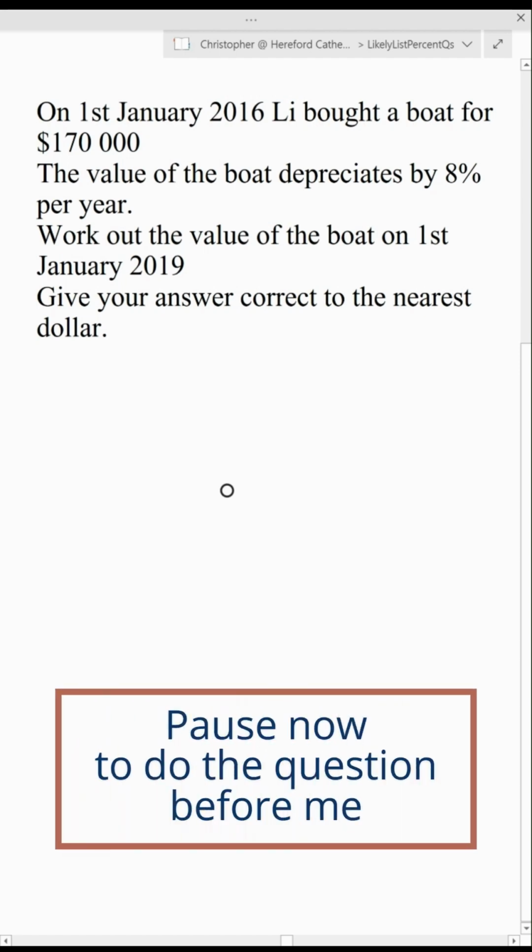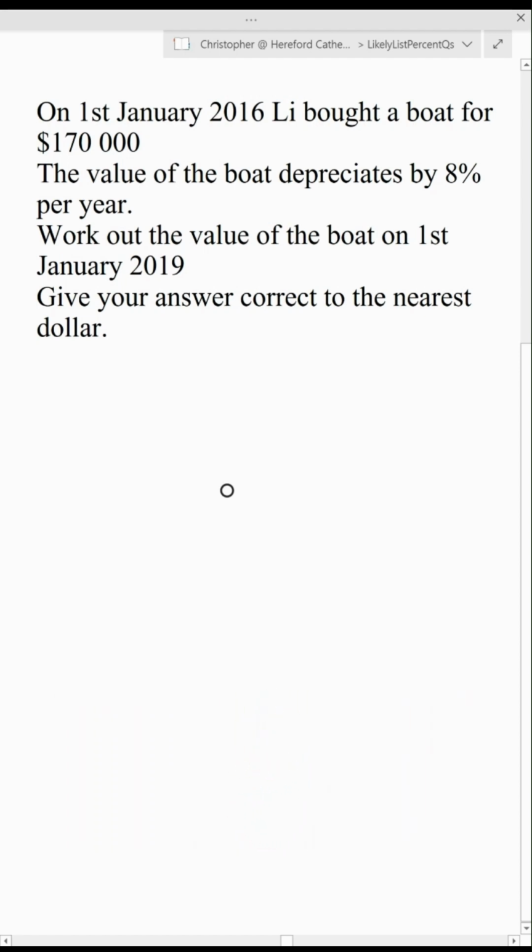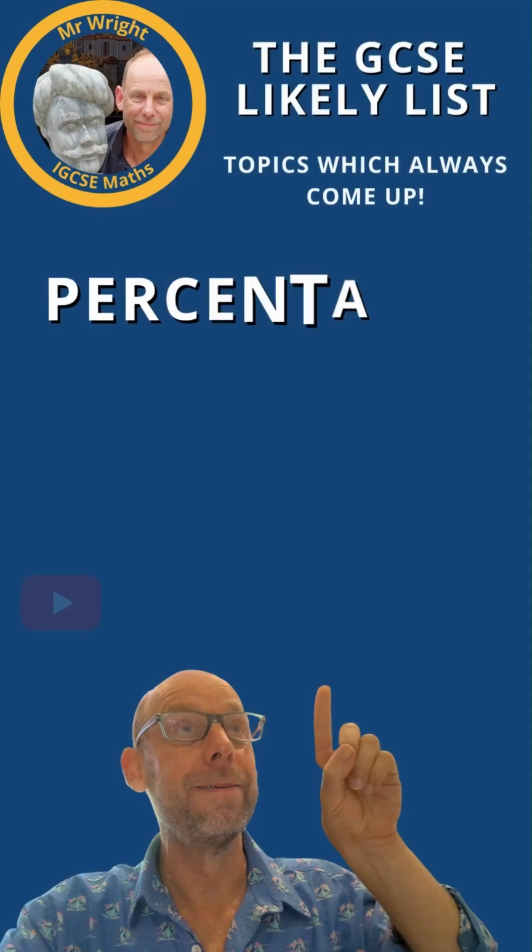Pause now to do the question before me. So the boat's originally worth $170,000, and the multiplier is going to be 0.92, and I'm depreciating this boat for 3 years. So the new value to the nearest dollar on my calculator is $132,377.